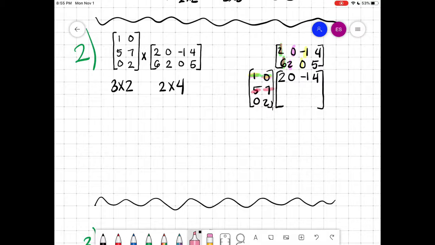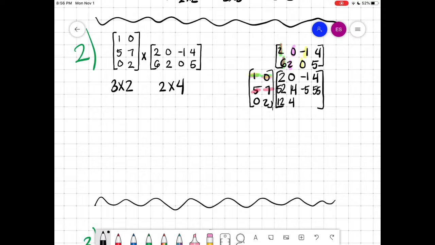5 times 2 is 10. 6 times 7 is 42. So we've got 52. 5 times 0 is 0. 7 times 2 is 14. We've got 14. 5 times -1 is -5 plus 0. 5 times 4 is 20. 7 times 5 is 35. So we got 55.